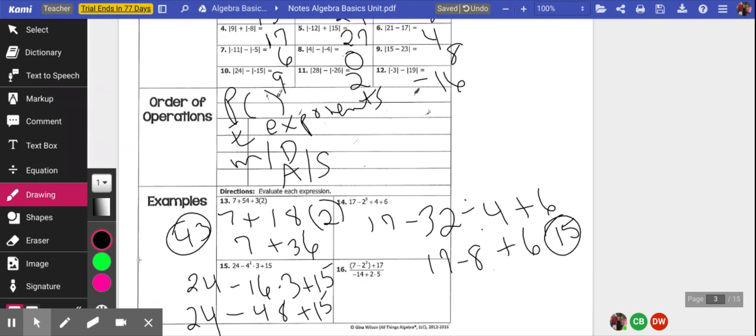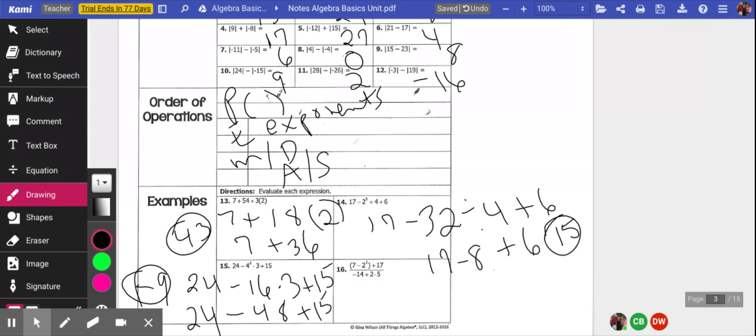I don't know why my thing is not writing there. There we go. Negative 9. You could have also put 24 and 15 together, which would have been 39. And then you could minus 48. Okay, over to here.